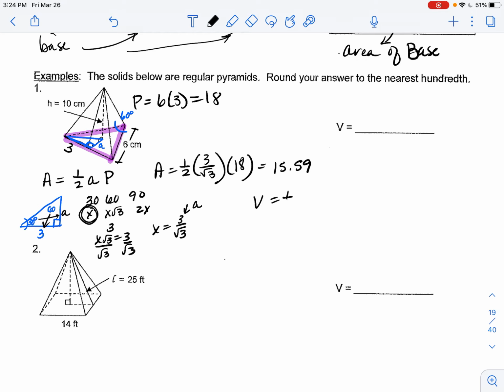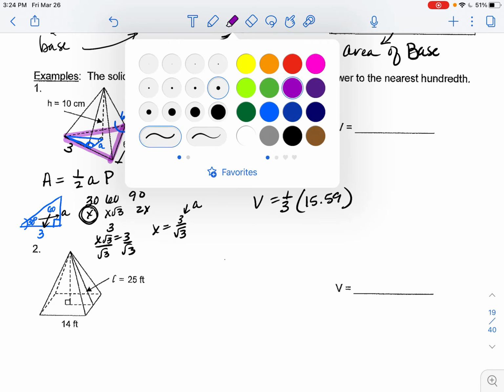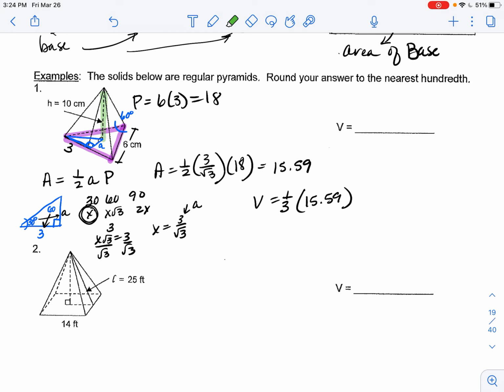So the volume is 1/3 the area of the base times the height. And we're given the height on this pyramid, it's this vertical right here, and that's 10. Okay, so then I'm going to multiply this by 10 and multiply by 1/3, and so my volume is about 51.96, and this is centimeters cubed. Volume is always units cubed.